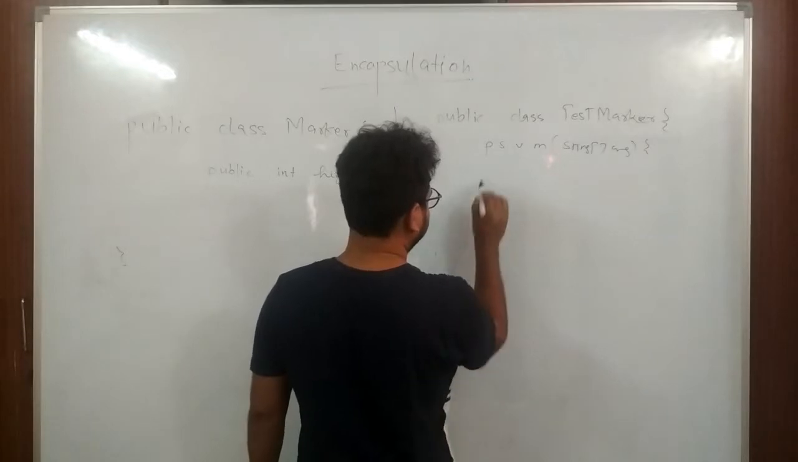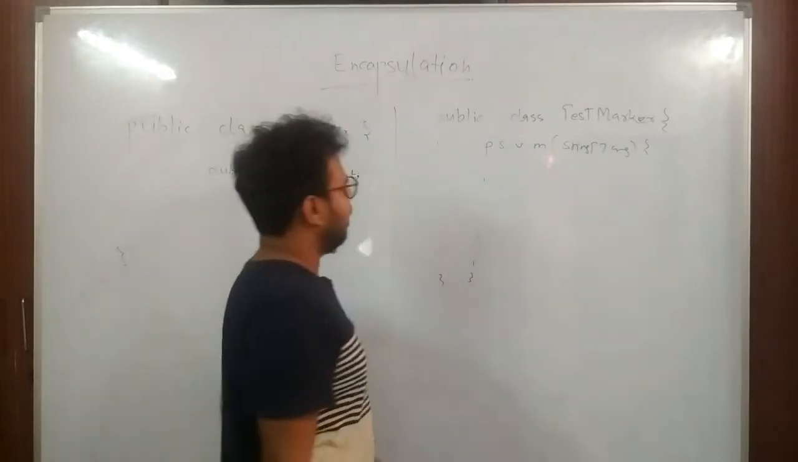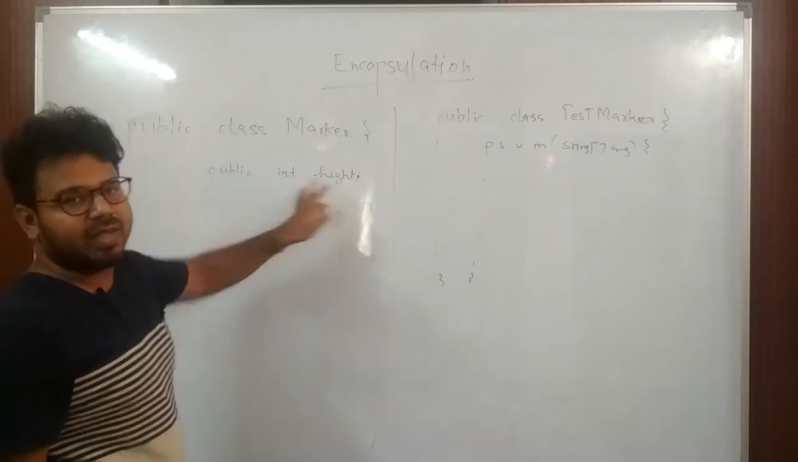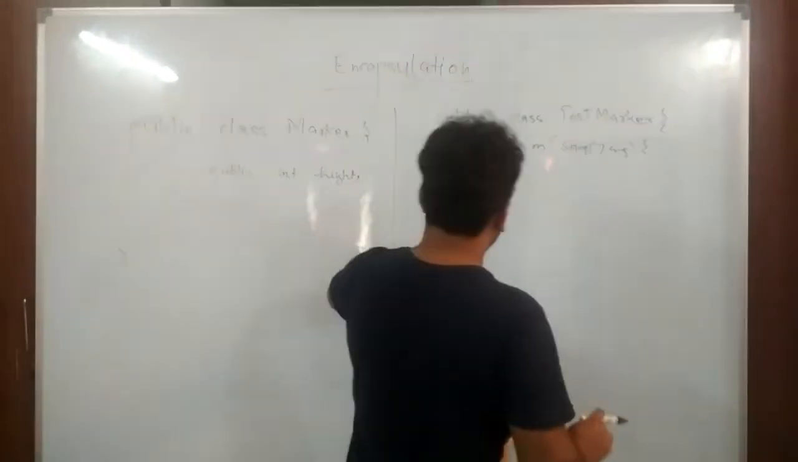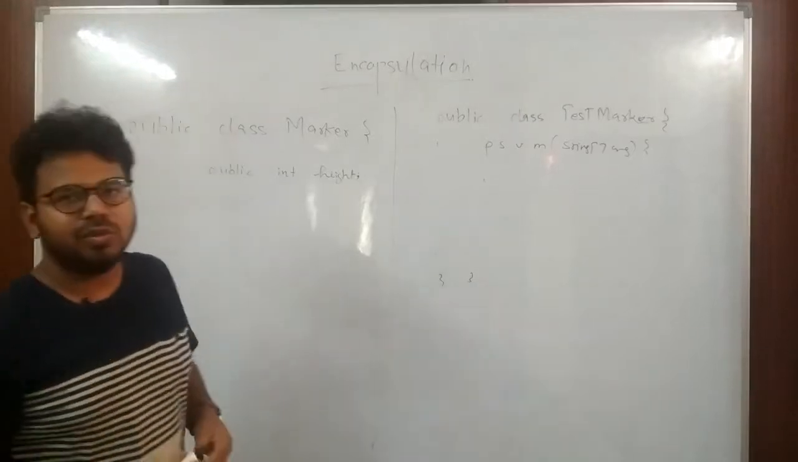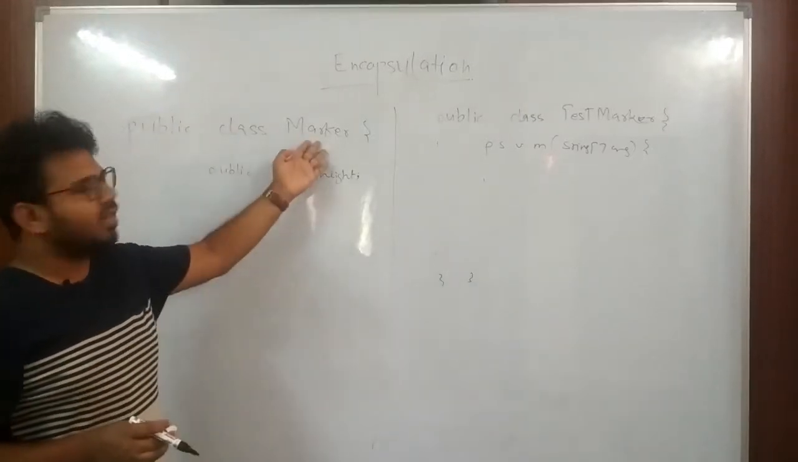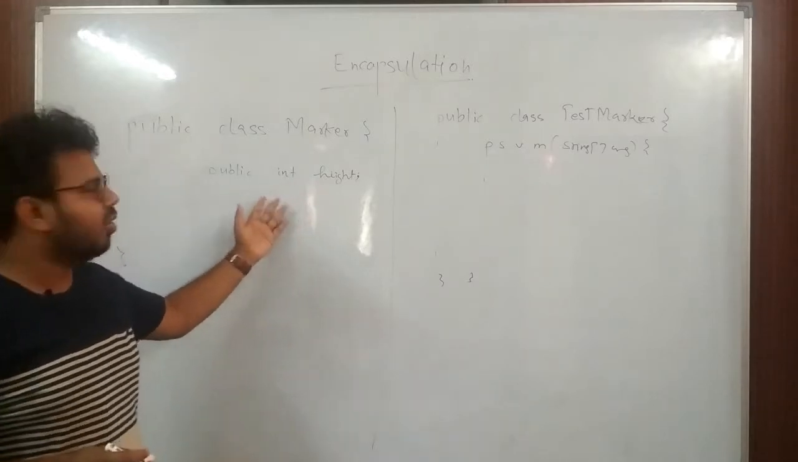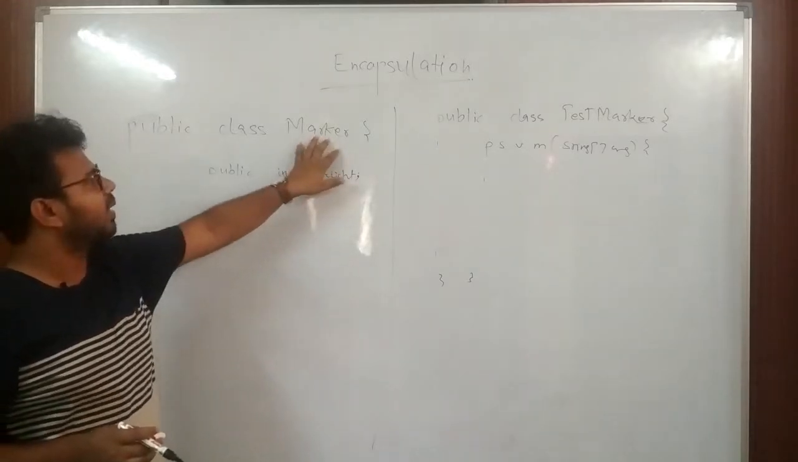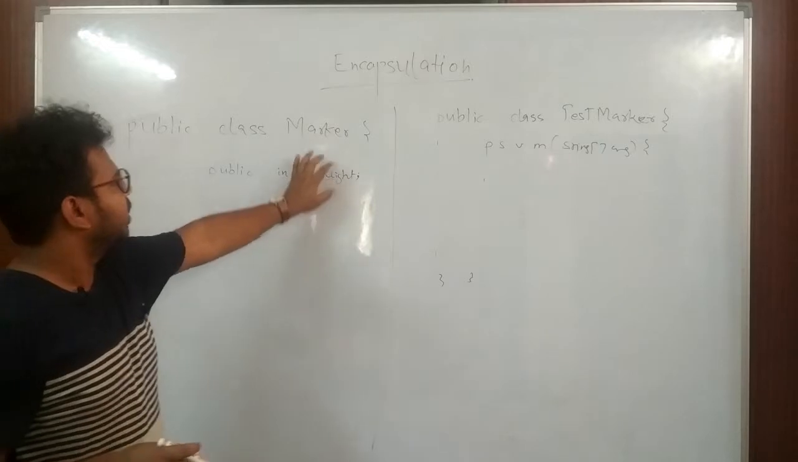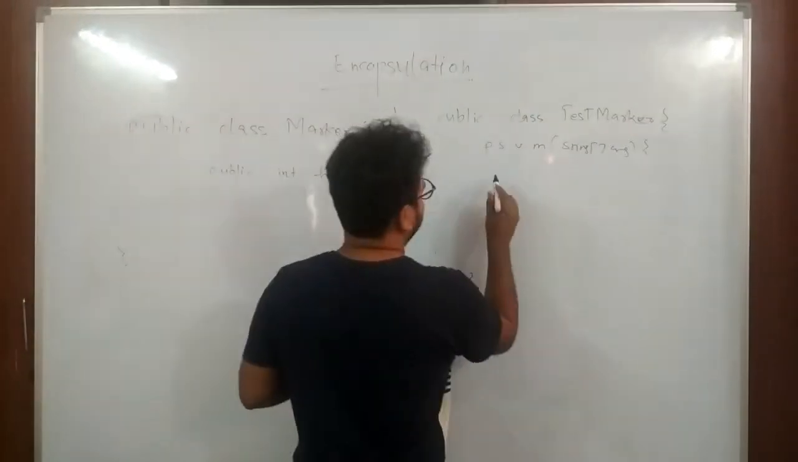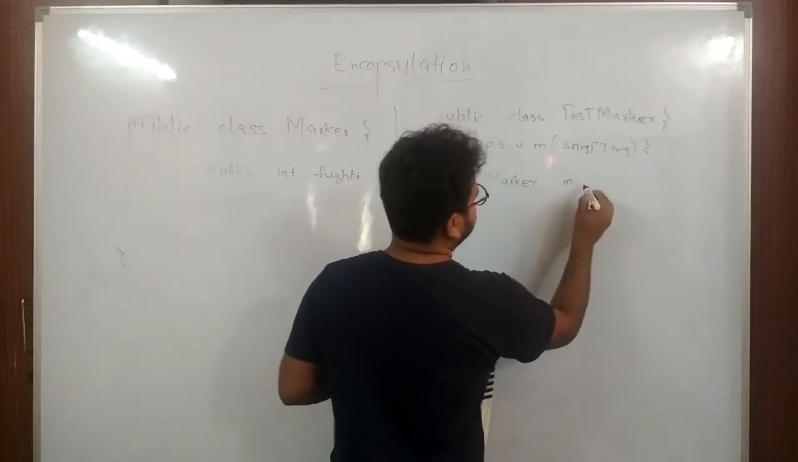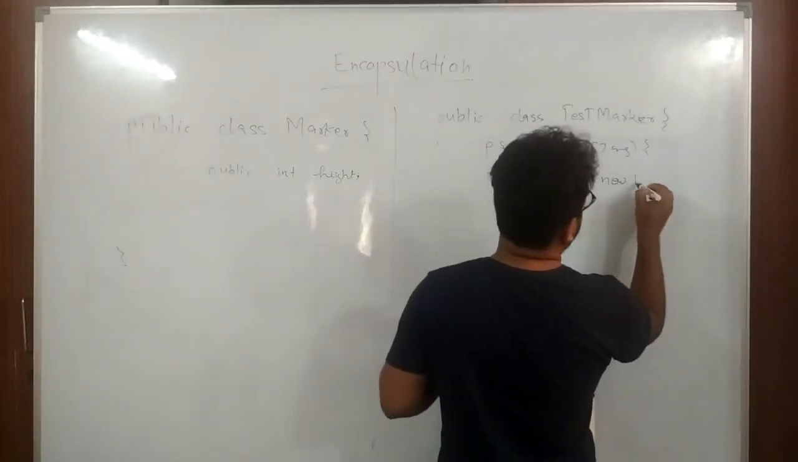And then suppose we are going to access this height. To access the height, what do we have to do? It is in a different class, the Marker class. So to access any instance variable or method of the Marker class, we have to create an object for Marker. So let's create an object for Marker here: Marker m = new Marker().